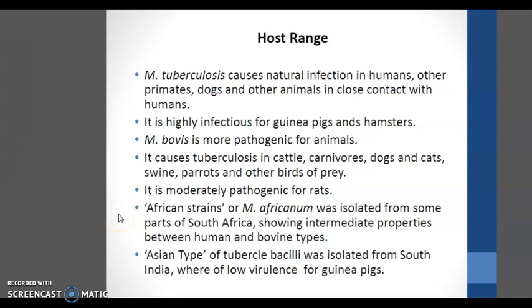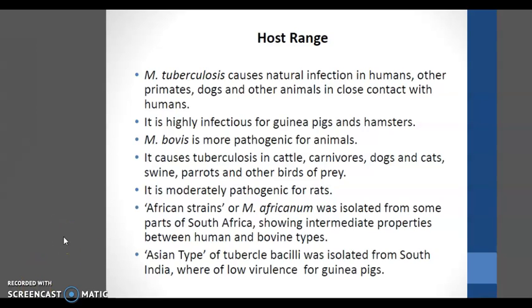Mycobacterium tuberculosis causes natural infection in humans and other primates, dogs, and other animals in close contact with humans. It is highly infectious for guinea pigs and hamsters. Mycobacterium bovis is more pathogenic for animals. It causes tuberculosis in cattle, carnivores, dogs and cats, swine, parrots, and other birds of prey. It is moderately pathogenic for rats.